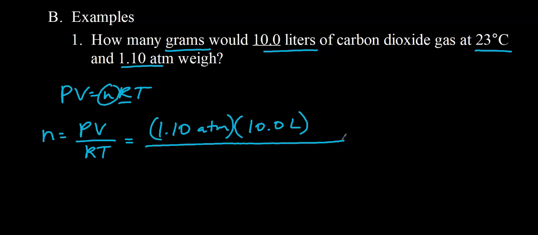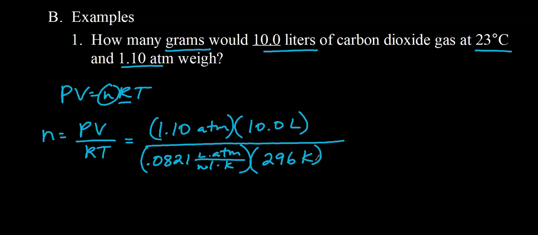Since our pressure is given to us in atmospheres, or since we plugged it in atmospheres, we need to use the R that has atmospheres in it so that it cancels. So that's 0.0821. I know your notes gave you more than just 3 sig figs, but this one will be fine. 0.0821 liter atmosphere per mole Kelvin. And then the temperature, 23 degrees Celsius converted to Kelvin, is 296.